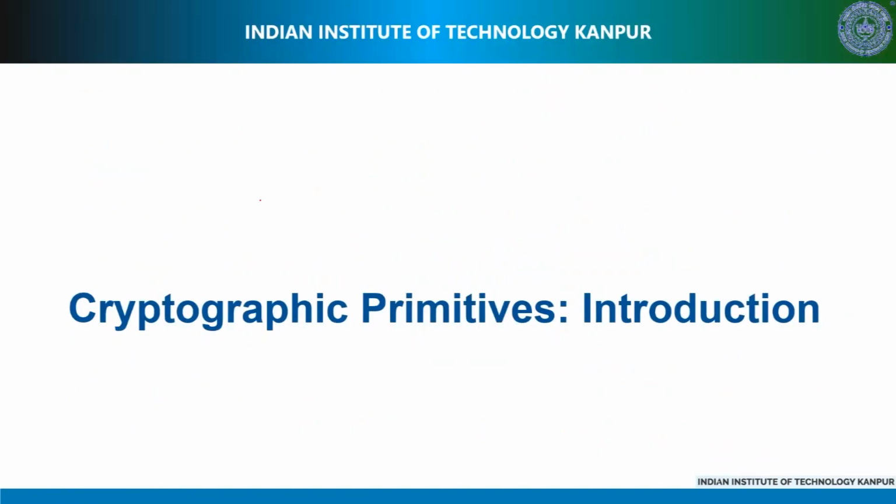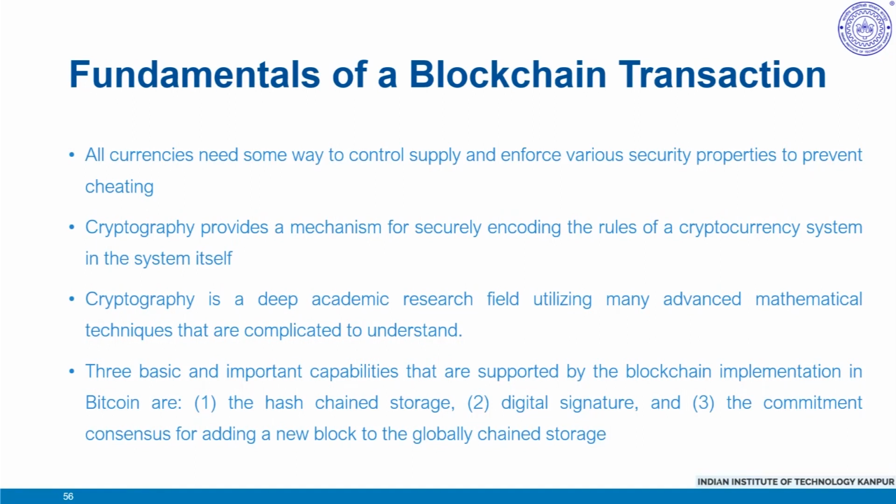Starting with this video, we'll introduce cryptographic primitives in a series of videos from here onwards. Please note that all currencies, fiat currencies, central bank currencies, need some way to control supply and enforce various security properties to prevent cheating. In fiat currencies, or conventional regular currencies, organizations like the central bank control money supply and add counterfeiting features to physical currency. These security features raise the bar for an attacker, but they don't make money impossible to counterfeit.